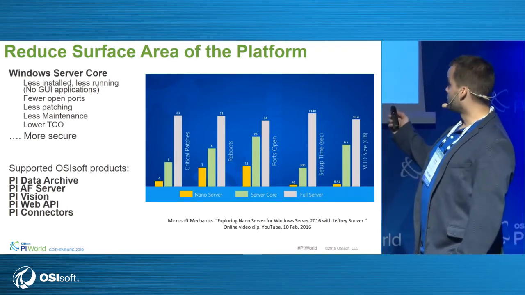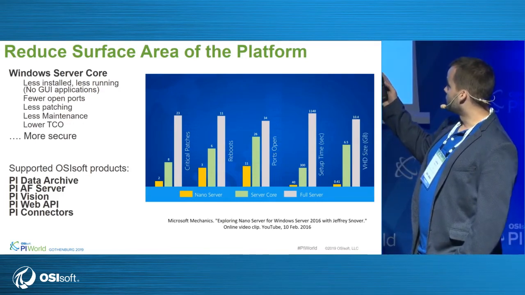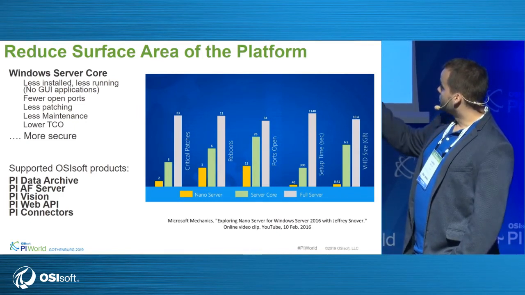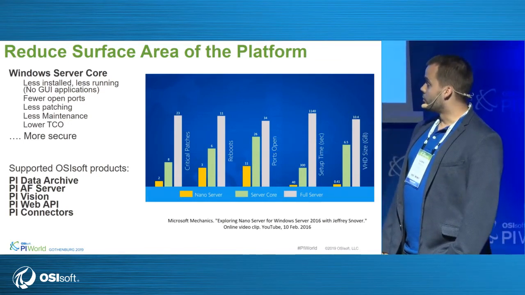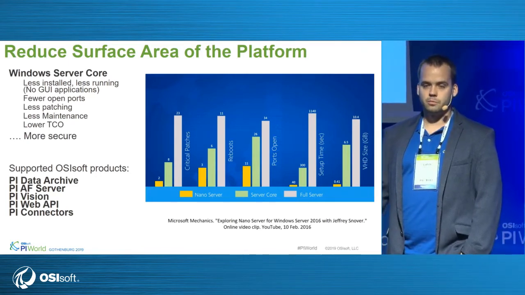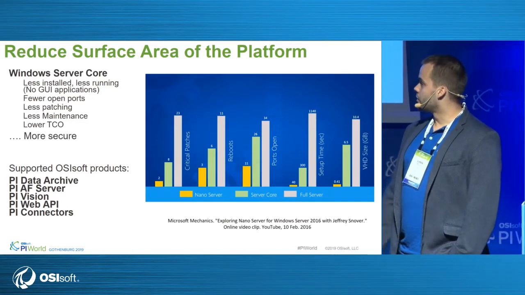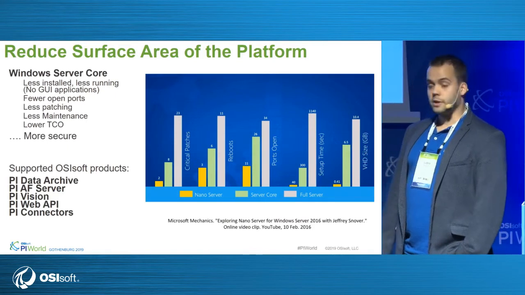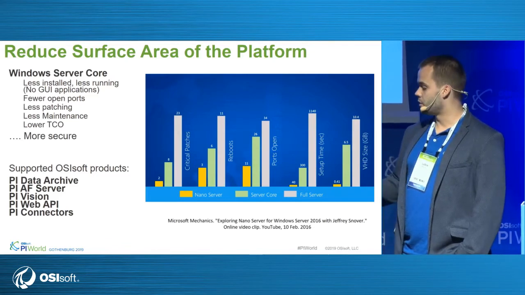As we can see on this screenshot, which is from a Microsoft YouTube video, where we see a comparison between the pinkish full desktop experience and the green Server Core. So you can see there was about 3 times less critical patches for the Core edition. And then, of course, even if you have Windows Core, you can further disable certain services that are not necessary for the programs that you are running. So we can do additional hardening even on Server Core. And all our main products, Data Archive, AF, connectors, Web API, actually all work on Server Core. So this is something I really wanted to highlight in this presentation.